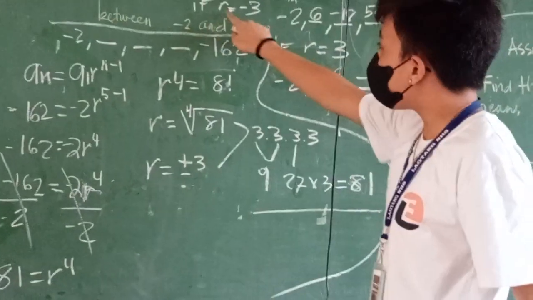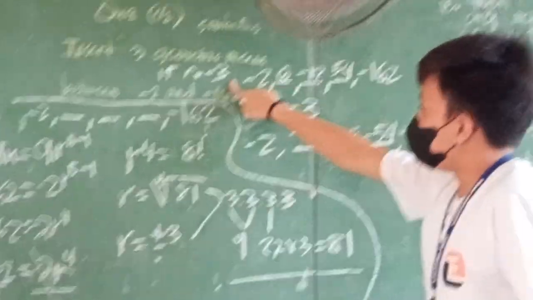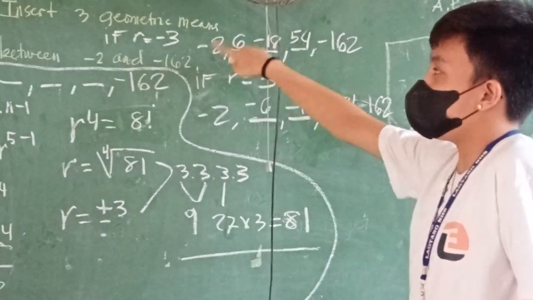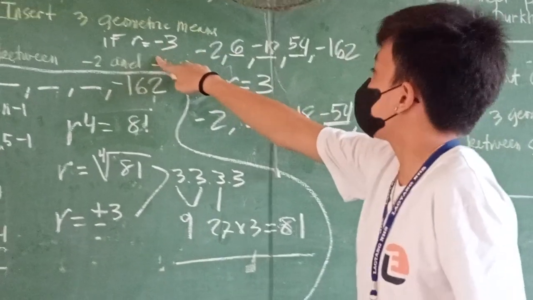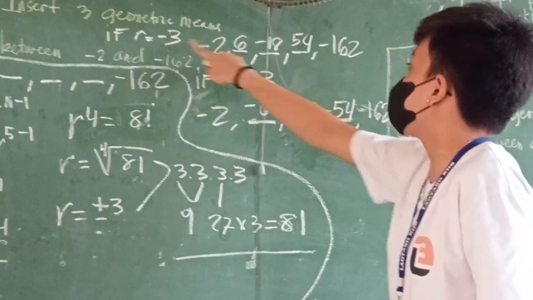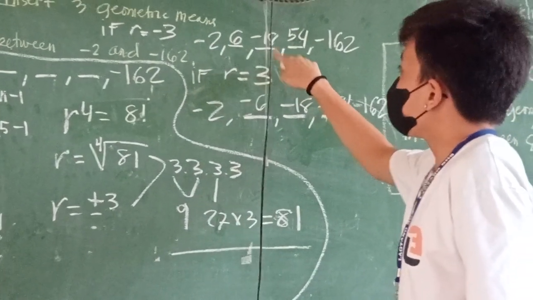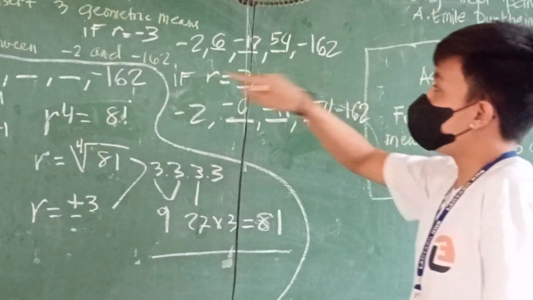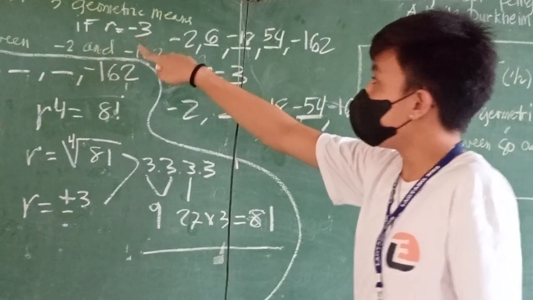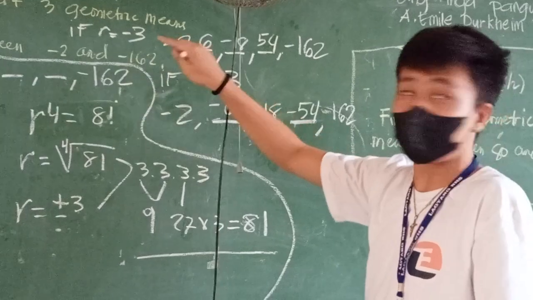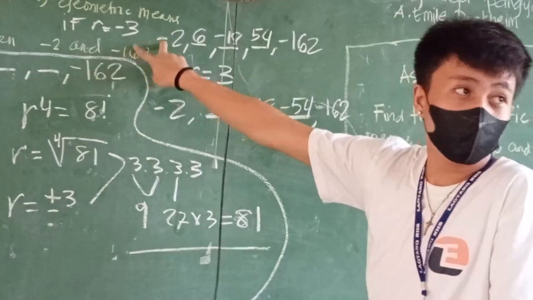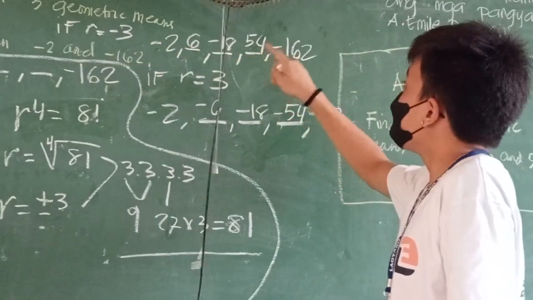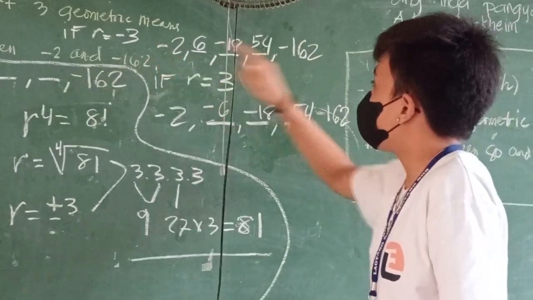So, if r is equal to negative 3, then negative 3 times negative 2 is equal to positive 6. Negative 3 times positive 6 is equal to negative 18. Negative 3 times negative 18 is equal to positive 54. If the signs are the same, the answer is positive. Then negative 3 times positive 54 is negative 162.